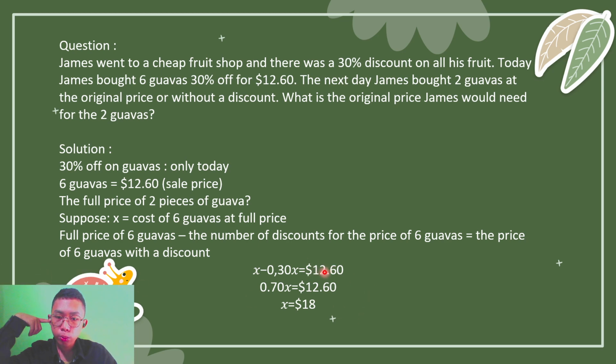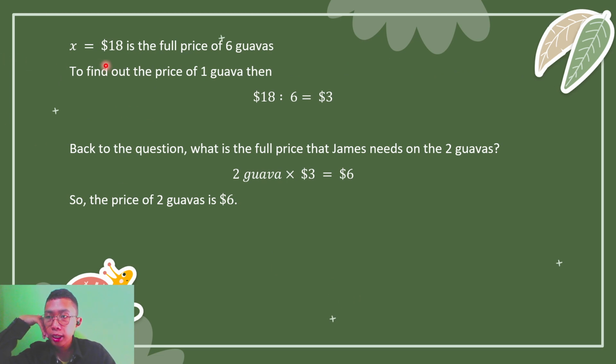is equal to 12.60. So x minus 0.30x is 0.70x, which is equal to $12.60, so x is $18. x is $18, the full price of 6 guavas. To find out the price of one guava, $18 is divided by 6, which equals $3.